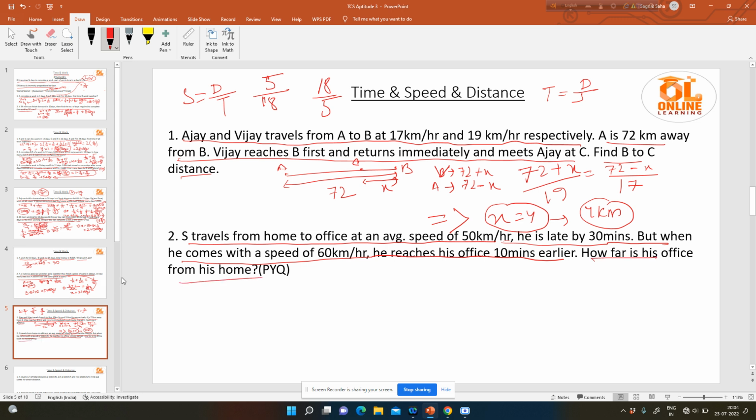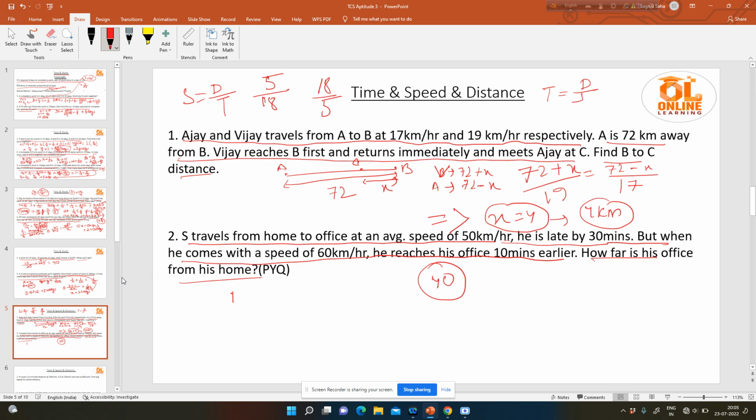Okay, so here it is given that when S travels at 50 kilometer per hour, he is late by 30 minutes. But when he comes with a speed of 60 kilometer per hour, he reaches his office 10 minutes earlier. So the difference between the times is 40 minutes, because 30 minutes late and 10 minutes earlier. The distance between them is the same. So we have to find the distance only.